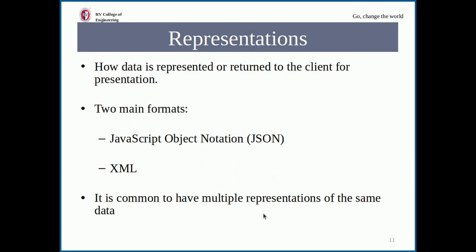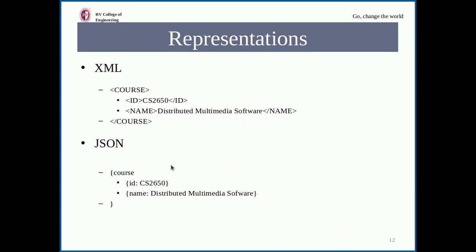Now that the HTTP request and response have been understood, we have the representation. As I told you, in a REST API we can have different representations, such as JSON, XML and HTML. There are two main formats being used: JSON, which is JavaScript Object Notation, and the other format, which is XML based.